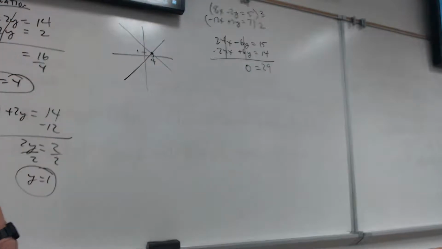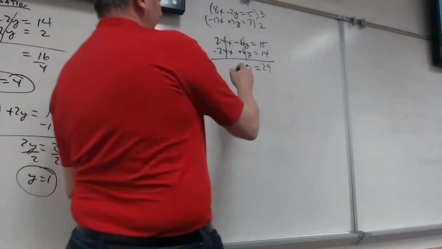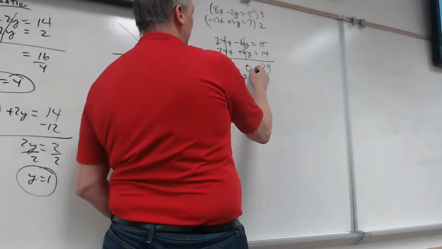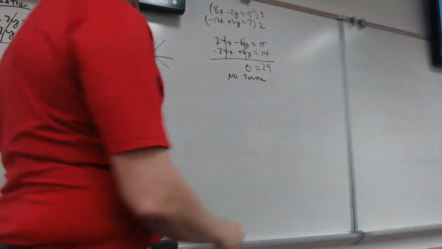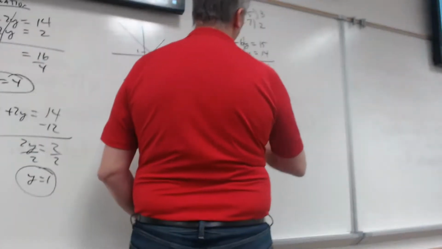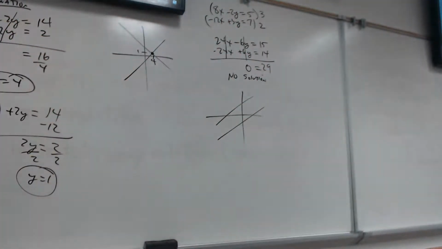And when is that true? Only when I owe you money. Okay? All right, so what does that mean? No solution. Okay? Now, graphically, do you guys know what's going on? They're parallel lines. So graphically, they're parallel lines. They're never going to intersect. Okay? Does that make sense?